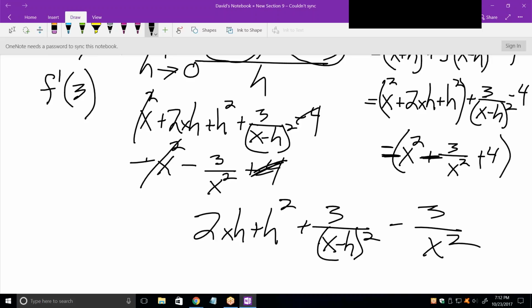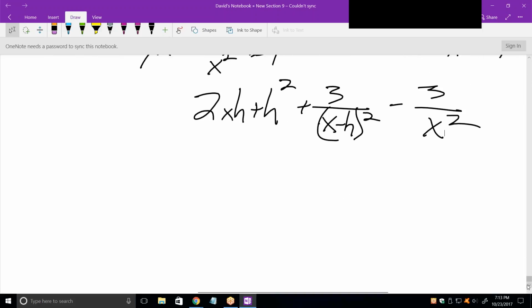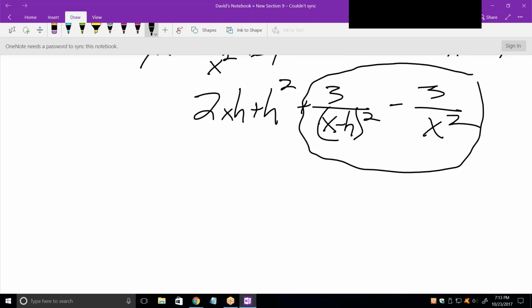Now, the reason this becomes tough is because the algebra is tough. In other words, it's not so much the limit definition, it's how to do this subtraction here. How do I subtract two things with different denominators? I've got to get a common denominator.